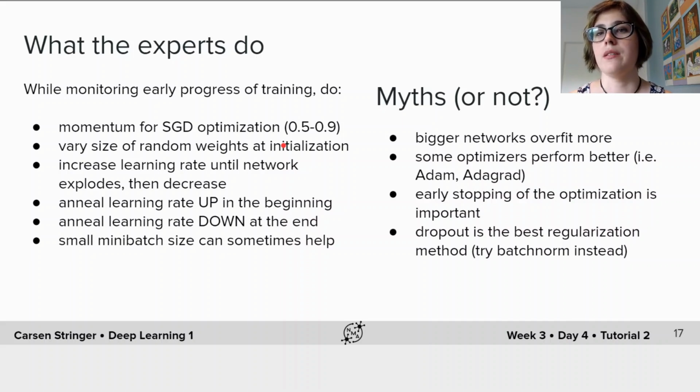And also other things people do is they anneal the learning rate up at the beginning, starting with a small learning rate and annealing up the first few epochs. And then also you can anneal the learning rate down at the end, making it smaller as the epochs go on. And these kinds of schedulers are implemented in PyTorch, so it can be fairly straightforward to use them in your own code.